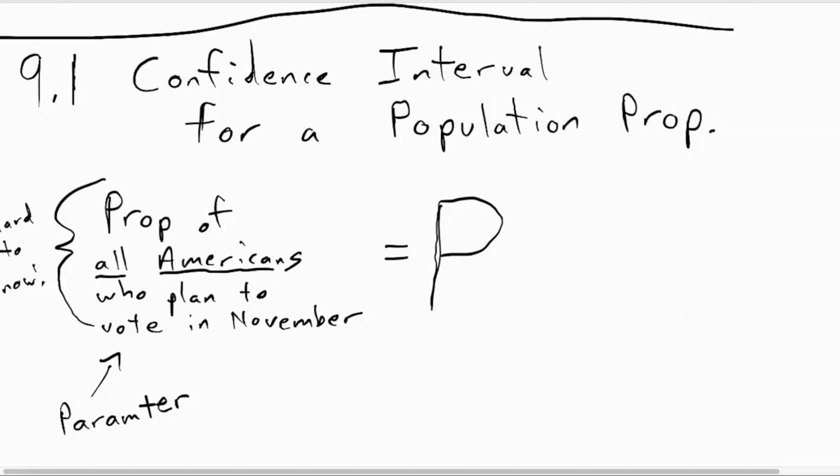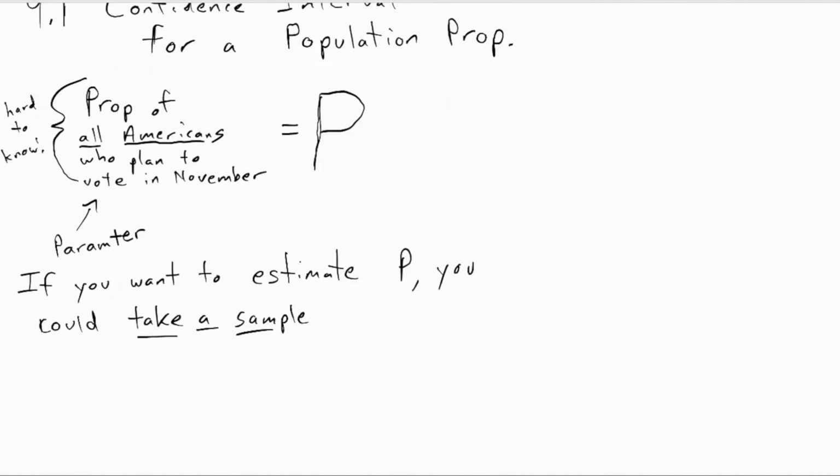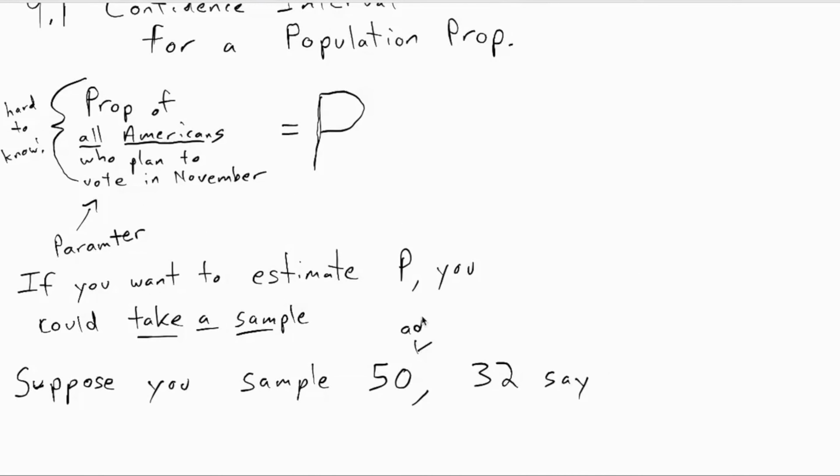So this thing is hard to know, and if you were interested in figuring out how the world works, you might want to estimate this. So if you wanted to estimate the proportion of everybody that's going to vote or says that they're going to vote in November, we're going to sample some people, and we're going to see if they plan to vote in November. Let's sample 50 people, or suppose that we did. We're going to sample 50 adult Americans, and 32 of them say that they plan to vote.